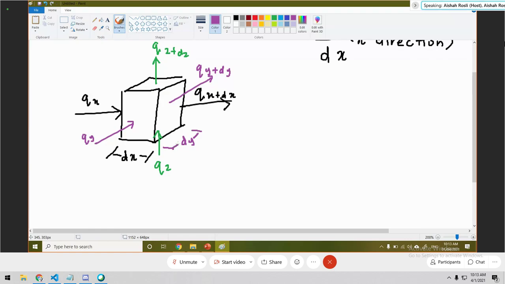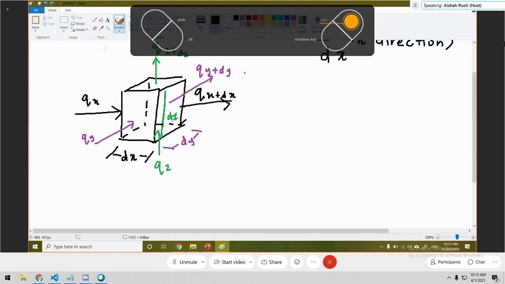So in this case, dz will be the height of the cube here. Okay, so one thing we have is Fourier's law.